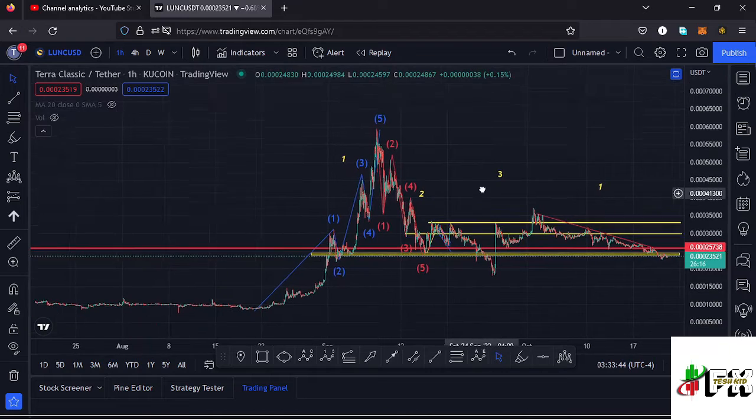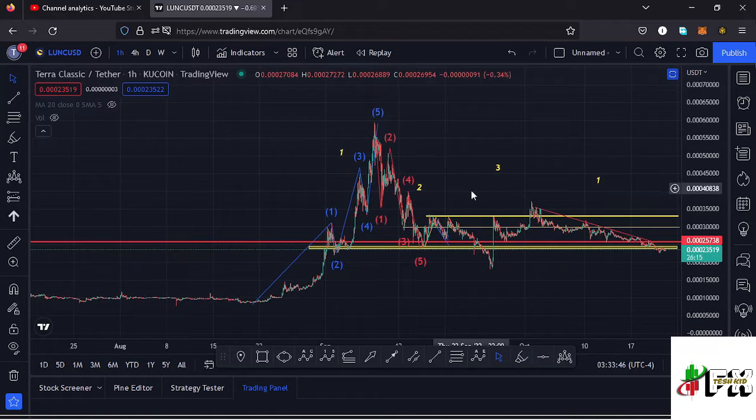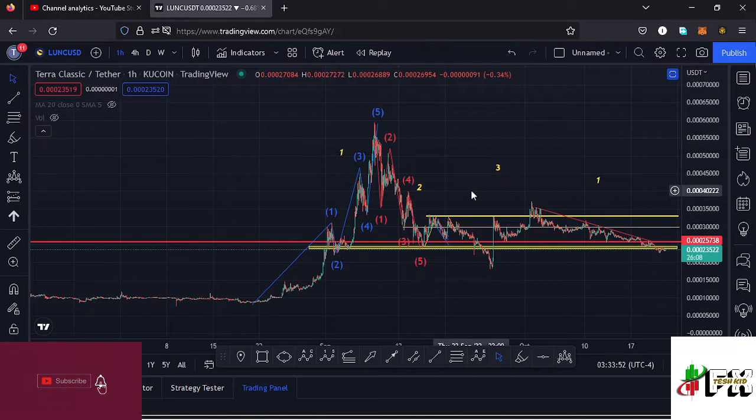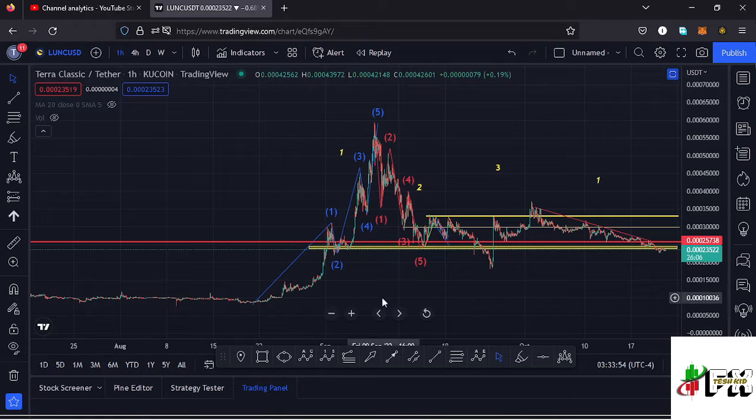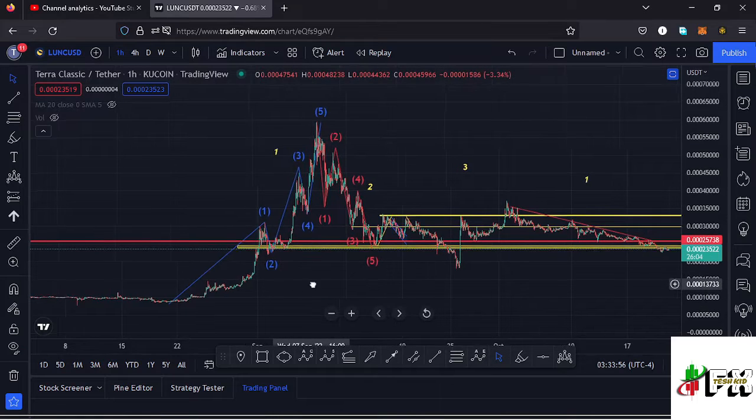In this video I want to give you the key scenarios that I expect to play out, basing my analysis on the Elliott waves and the Fibonaccis, and also the key areas of support and resistance. And I'll kickstart the video by giving a brief of what has been happening on this chart.